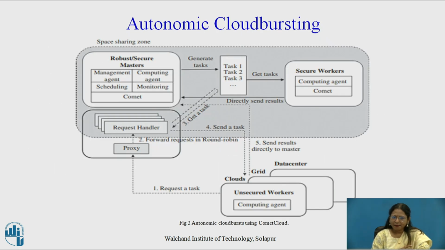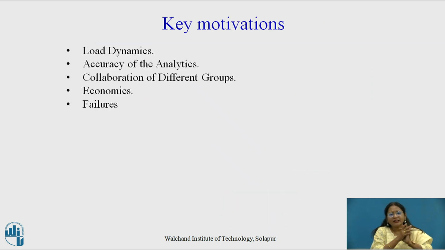Look at the diagram, where the space, sharing zone, data center, grid and clouds are all handled in autonomic cloud bursting. So what are the key motivations behind cloud bursting? Load dynamics, accuracy of analytics, collaboration of different groups, economics and failures.